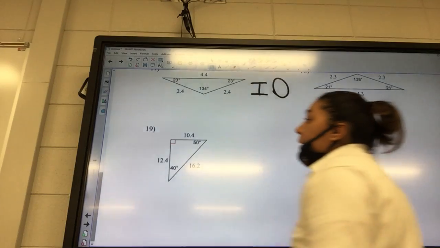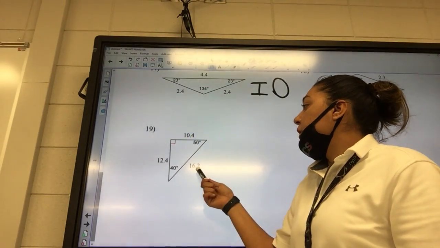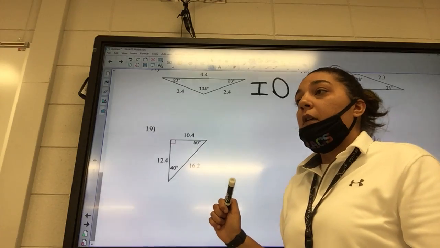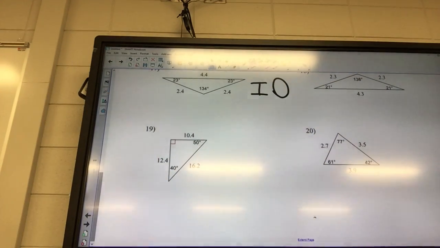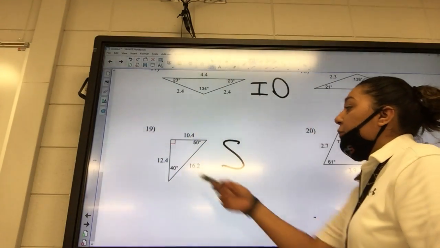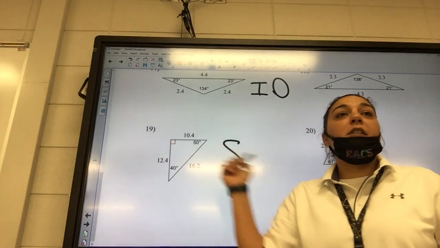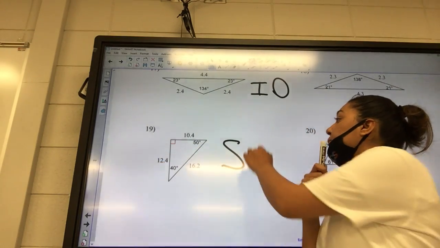Okay, look at 19. We got our 3 sides, 10.4, 16.2, and 12.4. Are no sides the same, 2 sides the same, or 3 sides the same? None. So it's going to be a scalene. And then we look at the angles. We say 40, 50, and 90. What's the biggest one? 90, and so that's going to be a right.